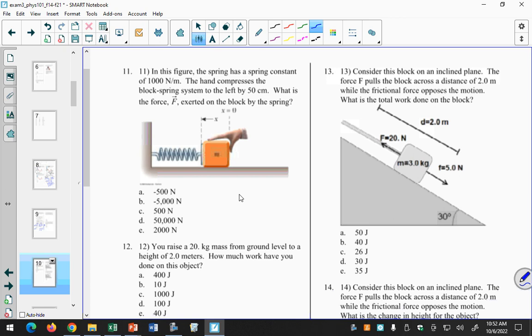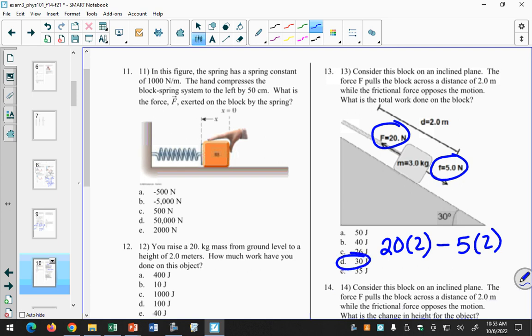Don't let the inclined plane throw you, because it doesn't really matter that it's on an inclined plane, because I give you this force and I give you this force. So the total work is just going to be force times distance, that's 20 times 2, minus force times distance, that's 5 times 2. And I say minus just because that little f is opposing the direction of the displacement. So that's 40 minus 10, or 30 joules.